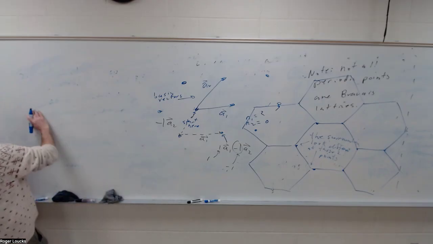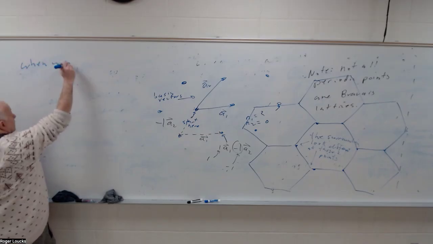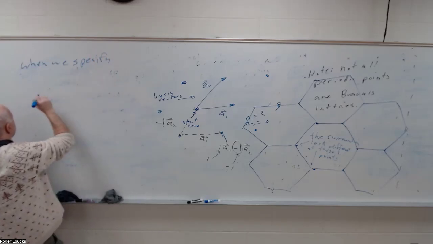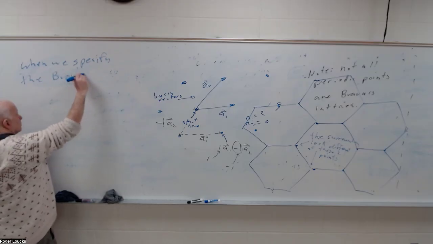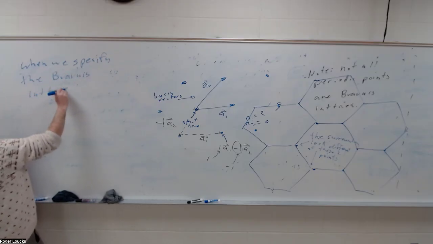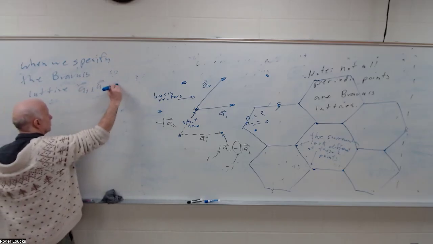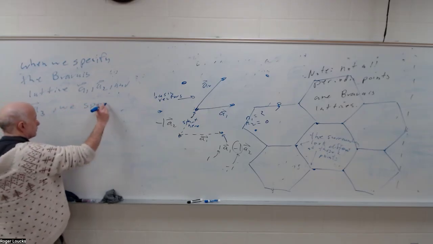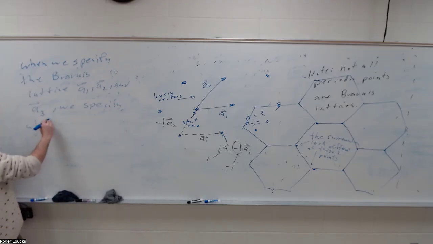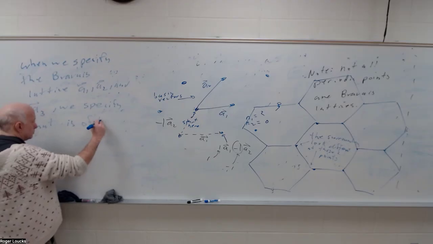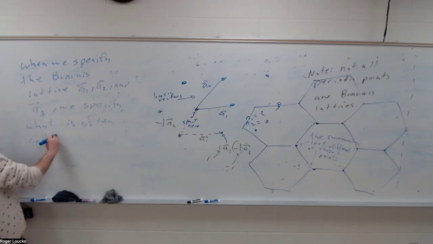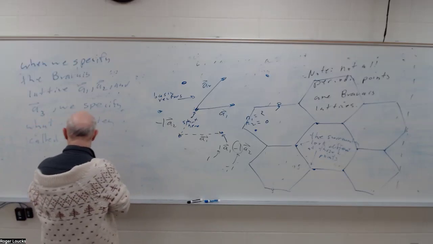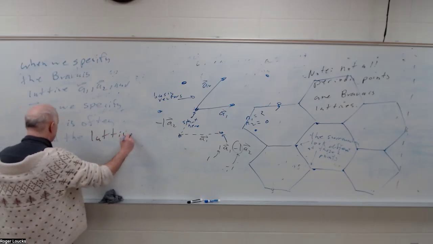So when we specify a Bravais lattice, A1, A2, and A3, we specify what is often called the lattice parameters.